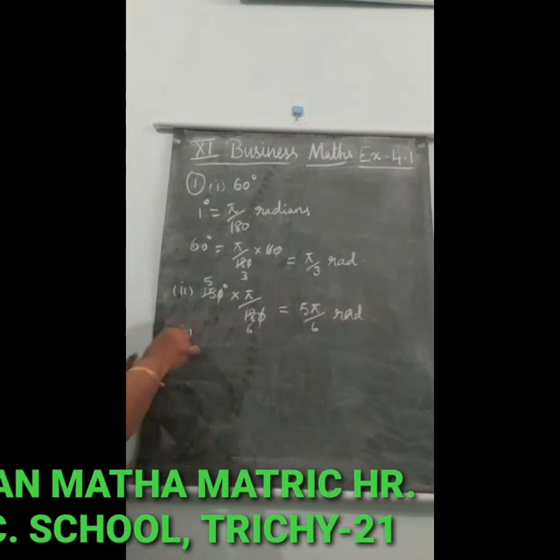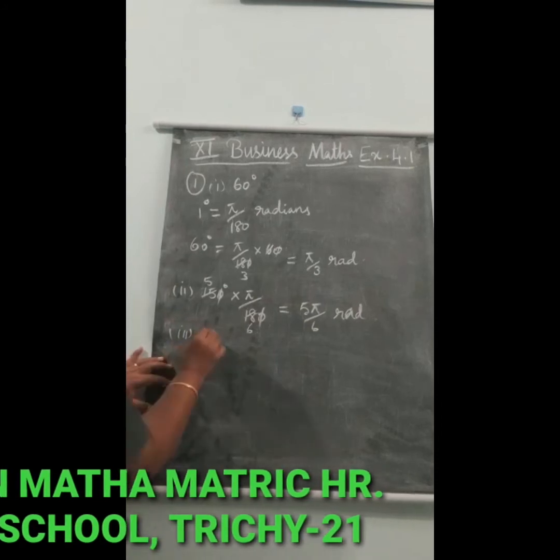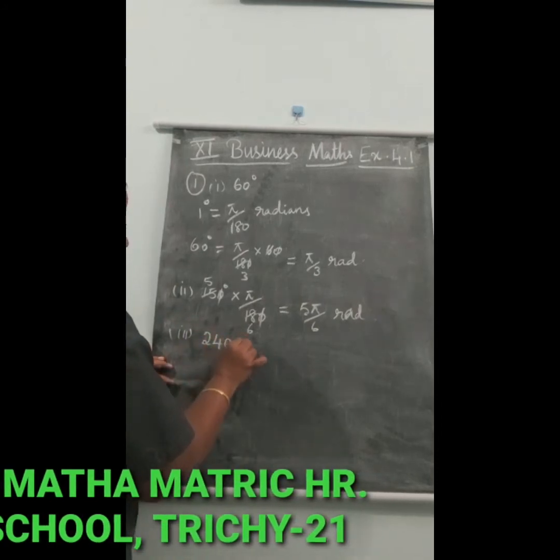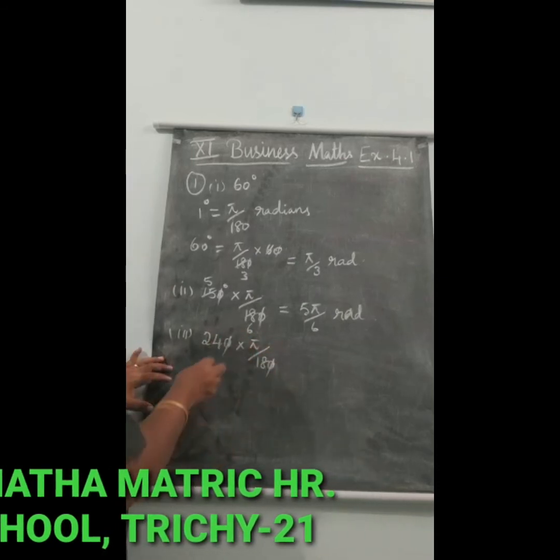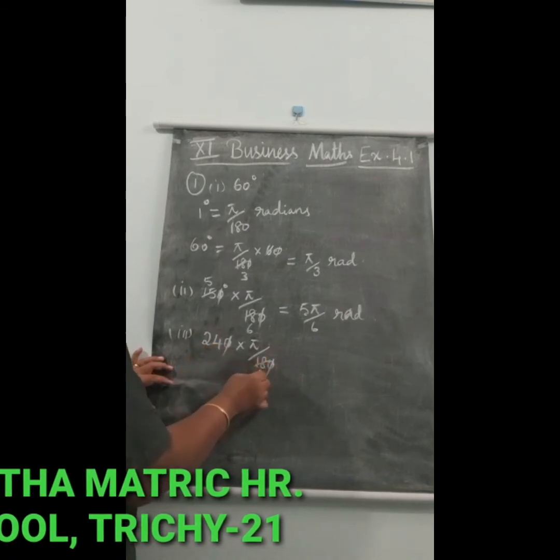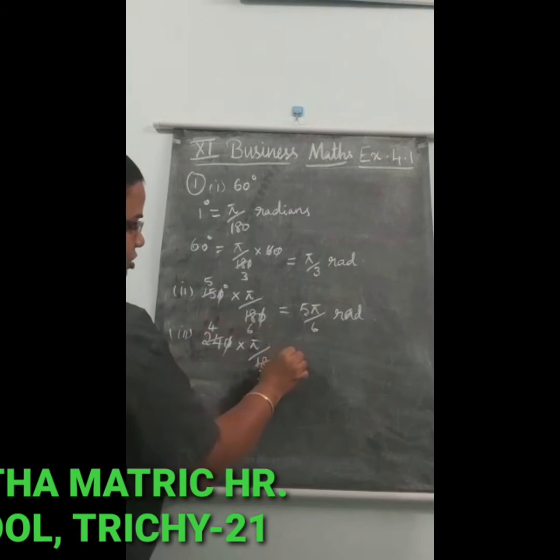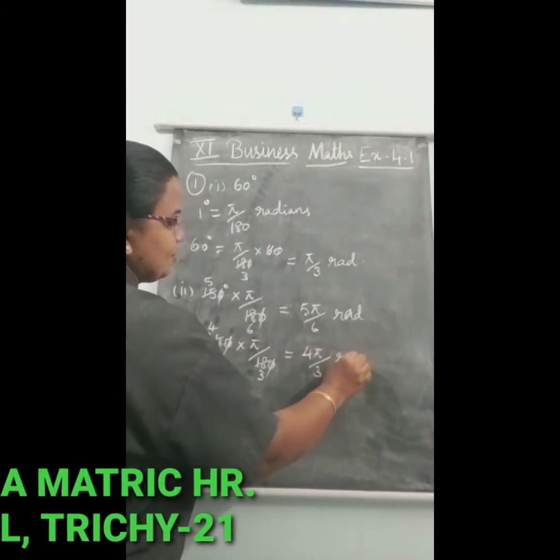The third one is 240 degree. So 240 degree into pi by 180. The 0 cancels. In the 6 table, 6 3s are 18 and 6 4s are 24. So that is equal to 4 pi by 3 radians.